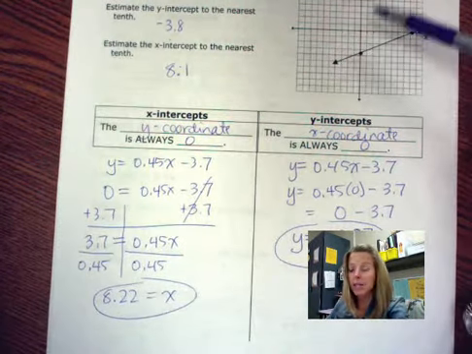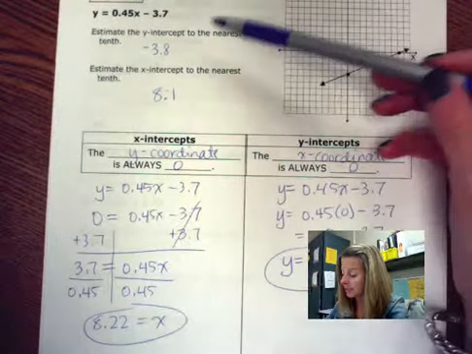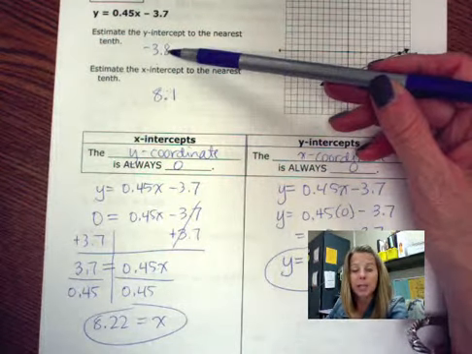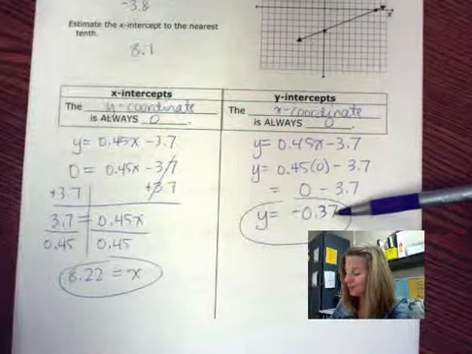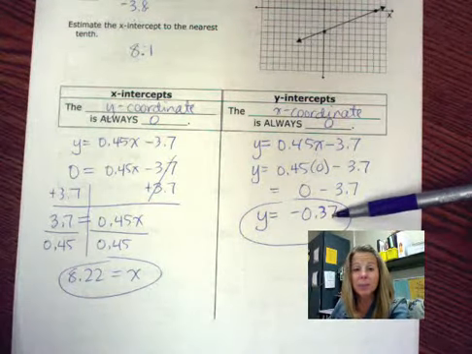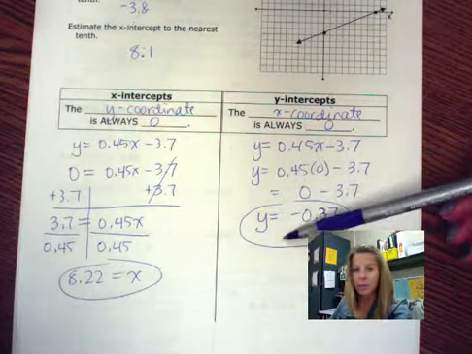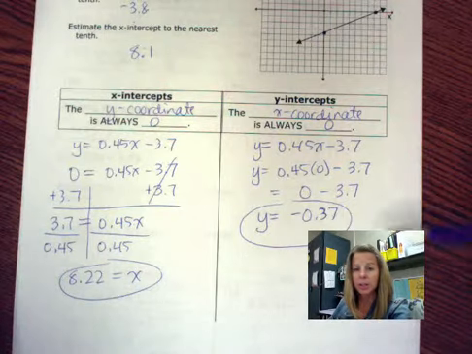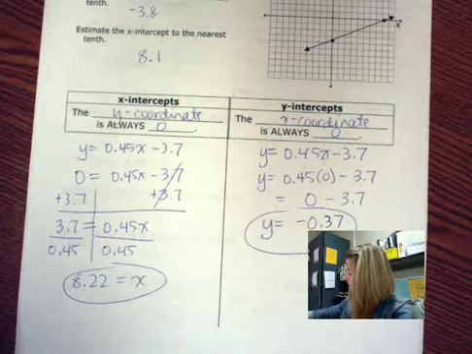If you estimate and get, let's say, negative 3.8, and I calculated positive 3.1, well, then I did something wrong in my math up here. So you're going to know to go back and take a look at that.